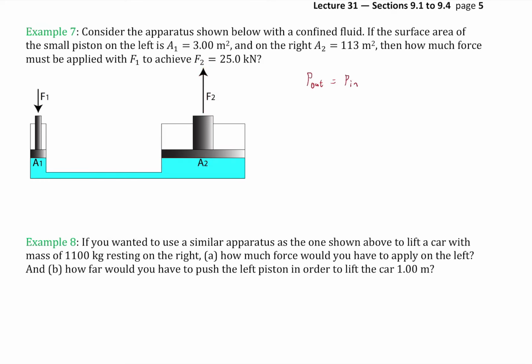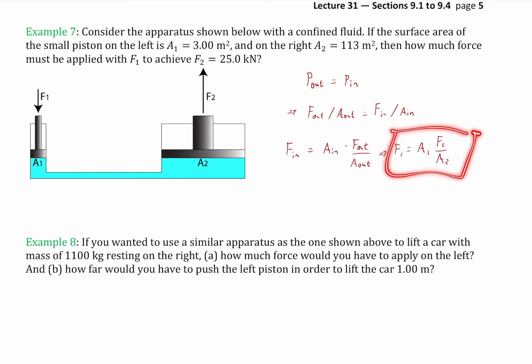Okay, we're just going to use Pascal's principle, P out equals P in. Rewrite P out as F out over A out, and P in as F in over A in. Then cross multiply to solve for F in, because that is our unknown force, to find out how much force we need in order to get our desired output force. Then we rewrite it in terms of the actual subscripts shown in the figure, replacing all the ins and outs with ones and twos, and then we plug in our numbers.